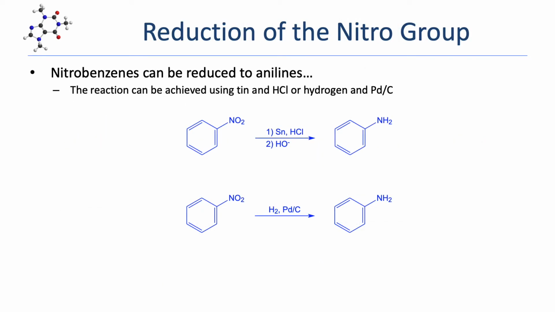The next reaction is the reduction of a nitro group. Nitrobenzenes can be reduced to anilines. The reaction can be achieved using tin metal under acidic conditions or with classic hydrogenation conditions, using hydrogen gas and palladium on carbon. Aniline is an extremely useful compound, particularly in the dye industry. The reduction of a nitro group provides a simple, cheap way of making aniline. The starting material, nitrobenzene, is itself made using very inexpensive nitric and sulfuric acids.